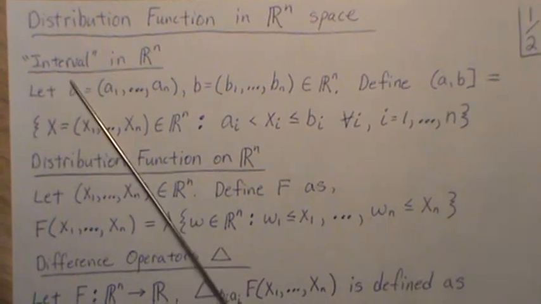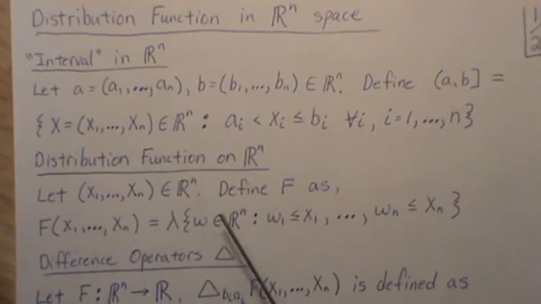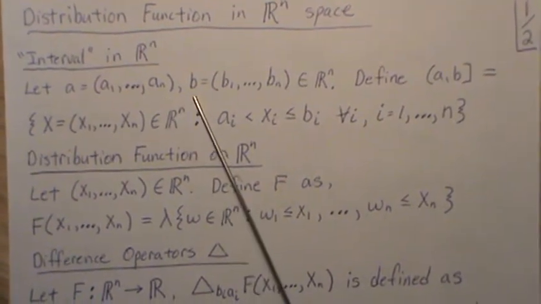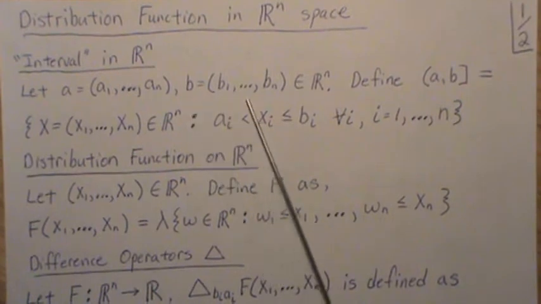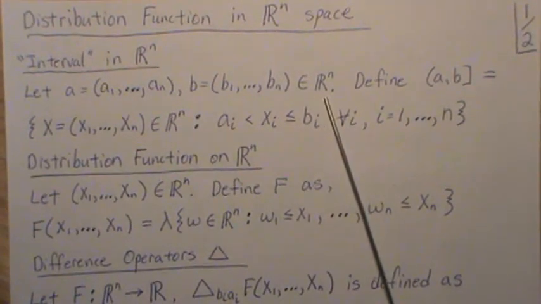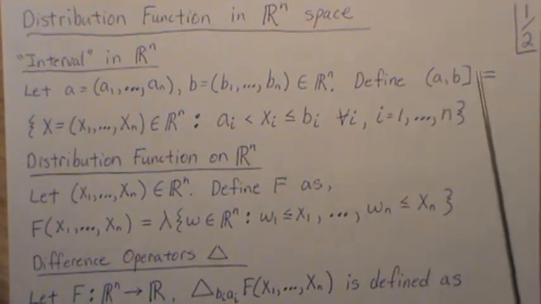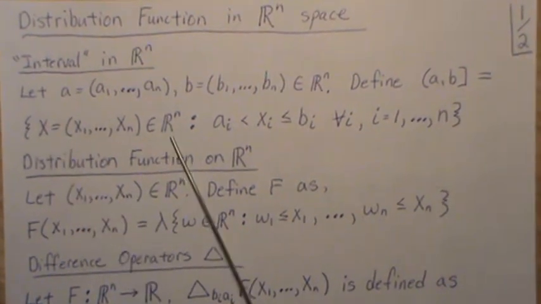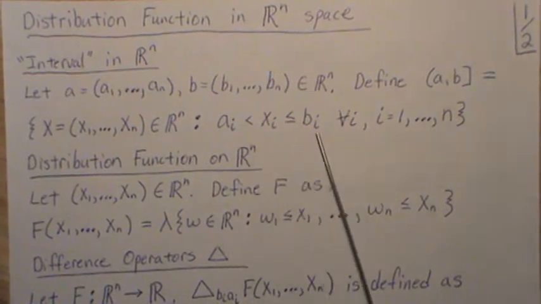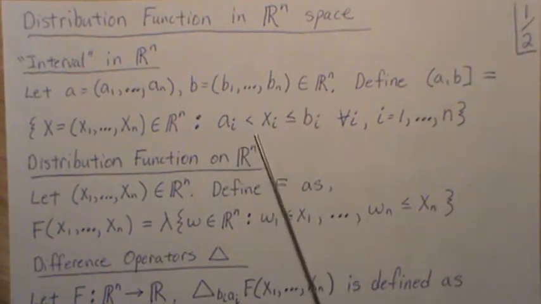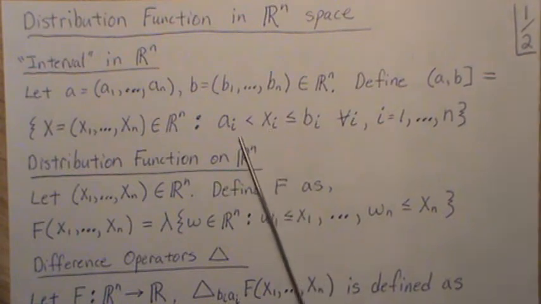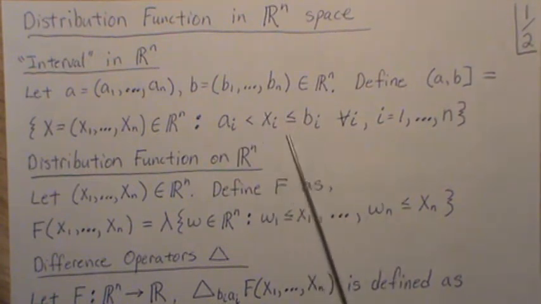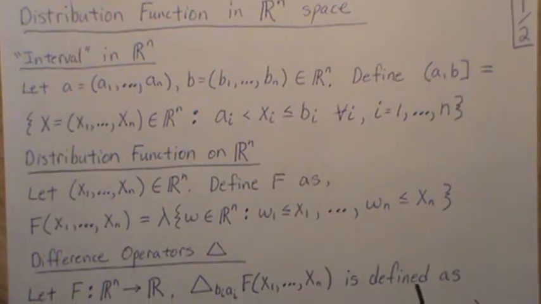The way we're going to define an interval in R^n space is we have an n-tuple called a, and b is an n-tuple, and they both live in R^n space. And we define this right semi-closed interval as all the x's that live in R^n such that each component, x_i, the ith component, is greater than a_i and less than or equal to b_i. This is for all i, so every component has to satisfy that.